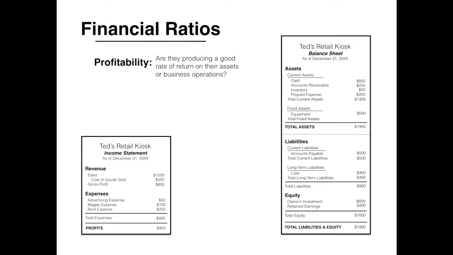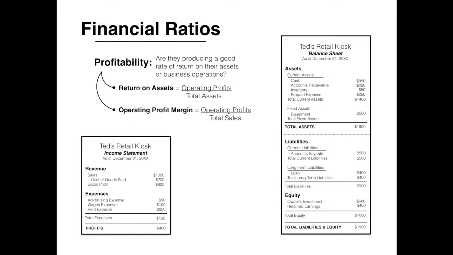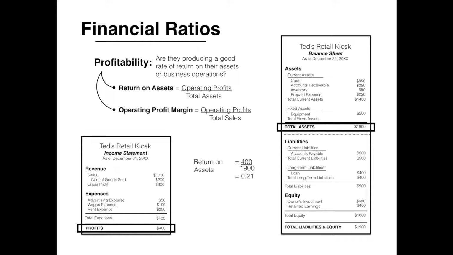Profitability ratios show if the business produces a good rate of return on its assets or business operations. The higher the value of the ratio in this category, the more profitable and efficient the company is. Those include ROA, OPM, TAT, and OIRI. Return on assets, ROA, is operating profits over total assets. This ratio shows how much profit is generated for every dollar invested in assets into the company.